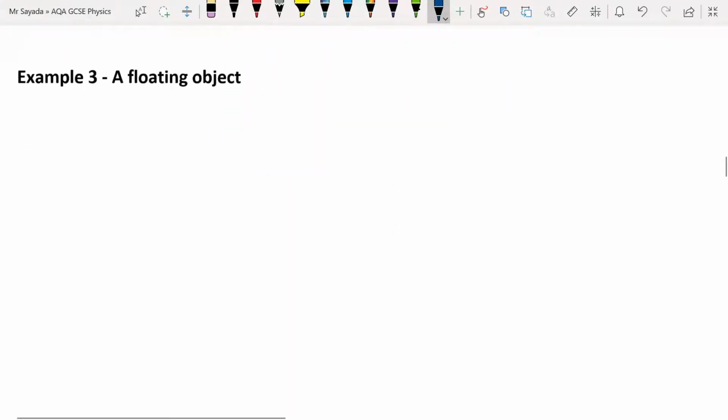Next example, a floating object. Pause the video and draw the forces, the free body force diagram for an object which is floating. Press play once you're ready. You should have now drawn a free body force diagram for a floating object. So the forces on a floating object are weight downwards and upthrust upwards. Now, if it's floating, those forces are equal and opposite. Is that Newton's third law? Yes or no? Say your answer to the video now.